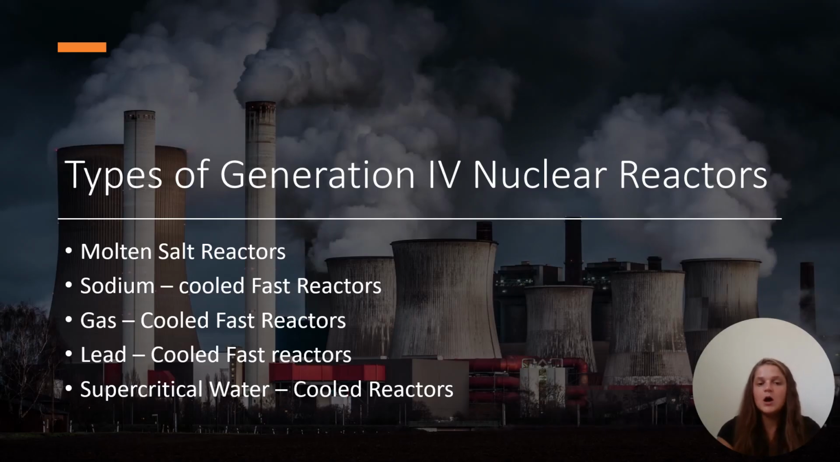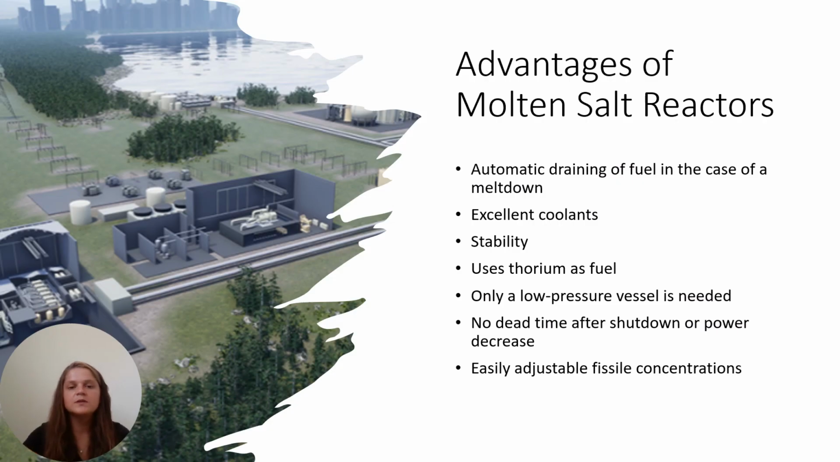Today, I'm going to be talking about the five main types of Generation 4 nuclear reactors: the molten salt reactor, the sodium-cooled fast reactor, the gas-cooled fast reactor, the lead-cooled fast reactor, and the supercritical water-cooled reactor. And I'm going to tell all about the advantages and disadvantages of each one of those reactors. So we're going to start with the advantages of the molten salt reactor.